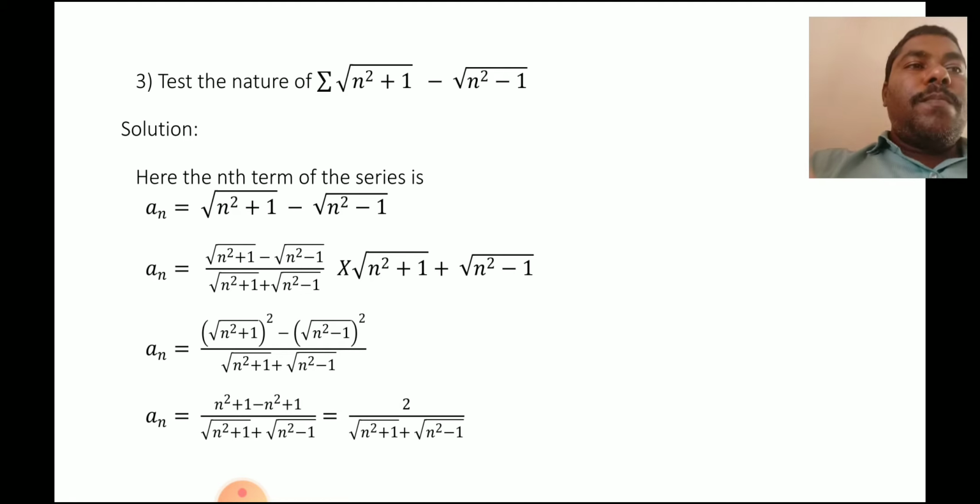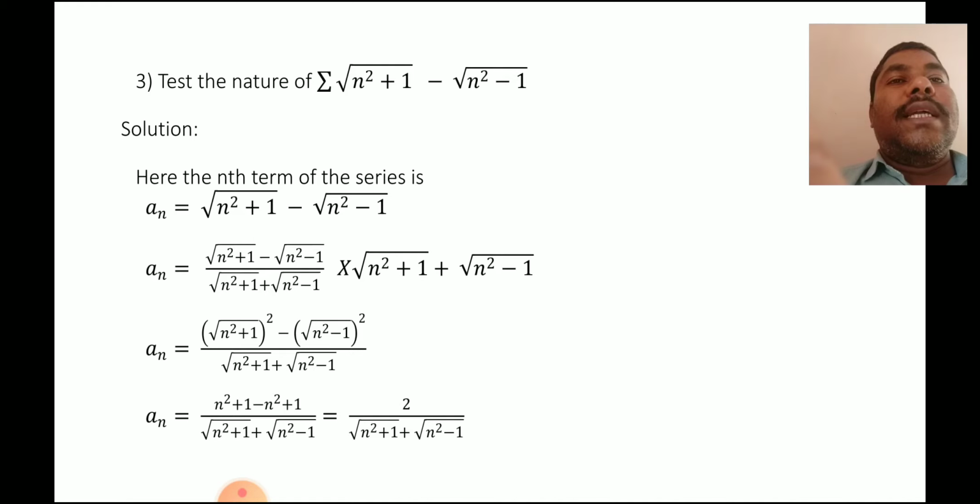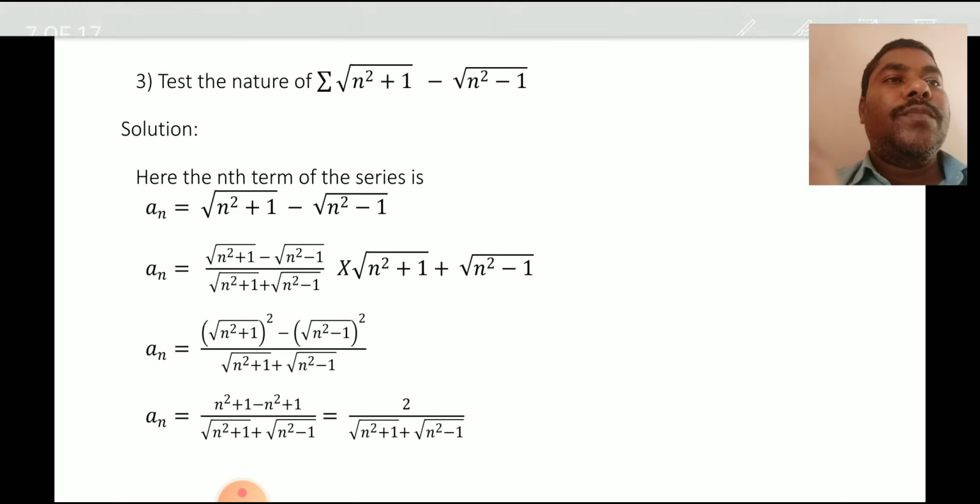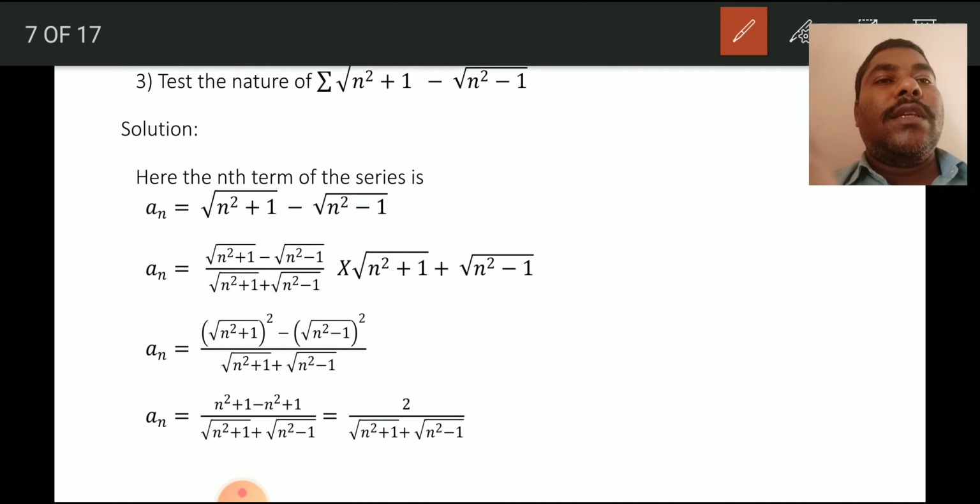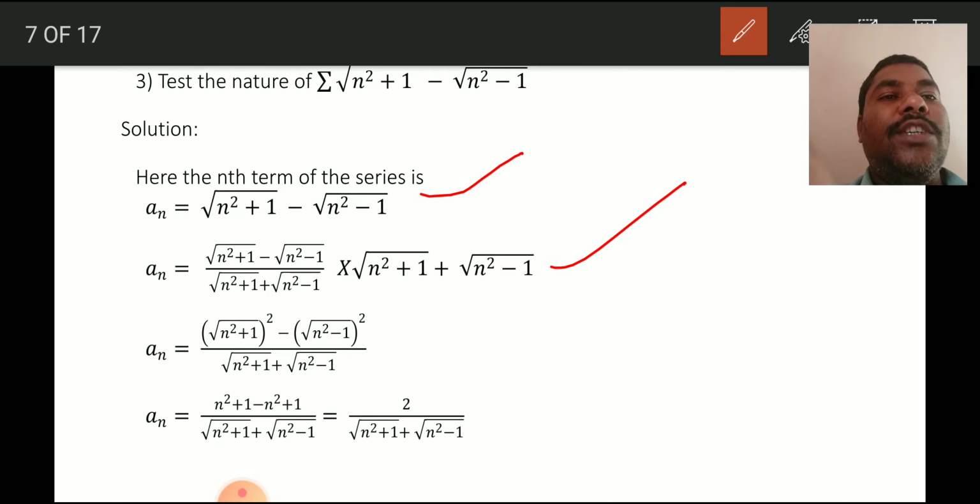Next problem. Test the nature of summation square root of n square plus 1 minus square root of n square minus 1. The nth term is already given, and take rationalization. So after simplification we get 2 by (square root of n square plus 1 plus square root of n square minus 1).